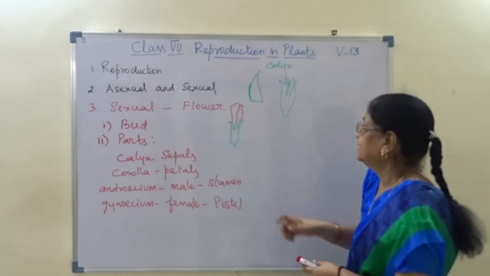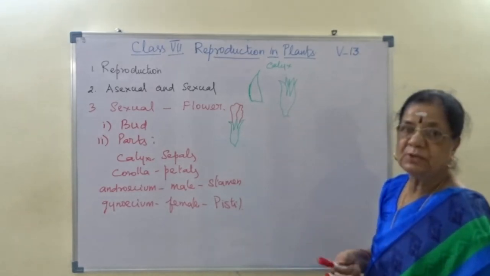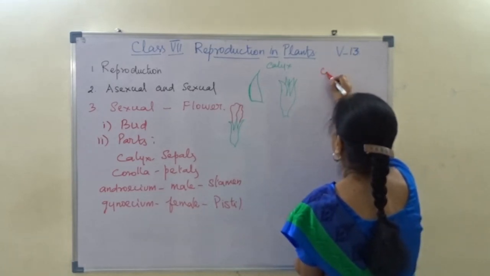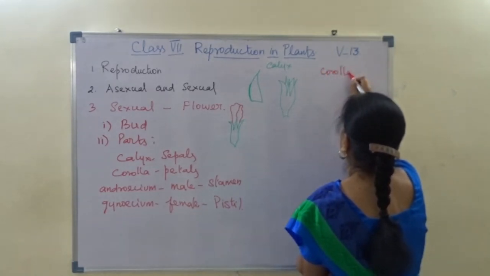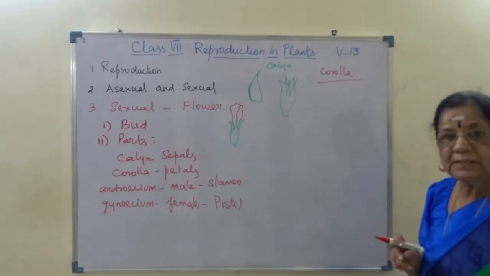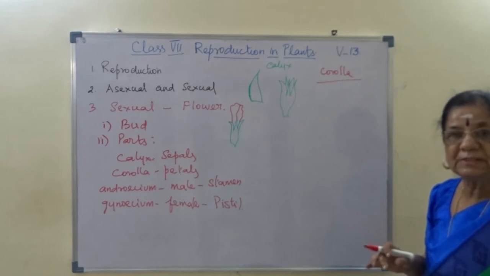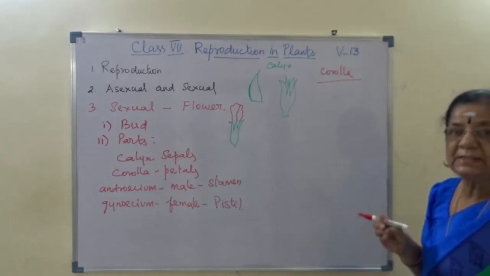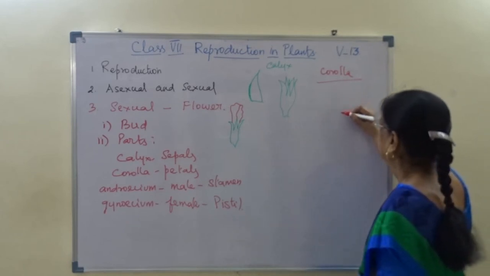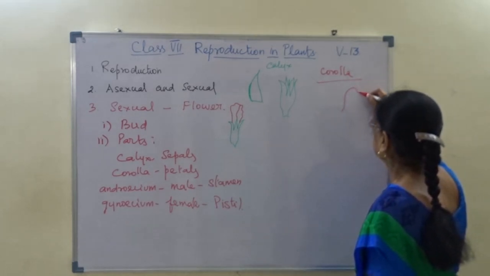So the sepal we draw like this. Whereas the corolla, in hibiscus, is red in color. We also have white, pink, yellow, orange. There are different colors. They are called hybrid varieties. So now I am drawing the corolla.